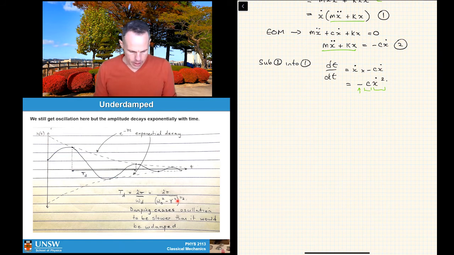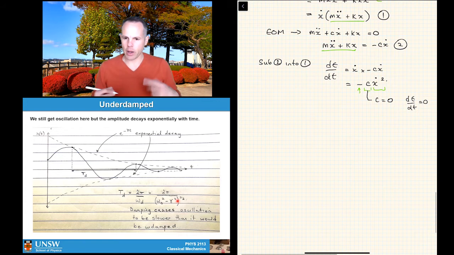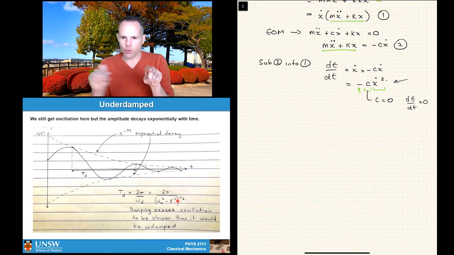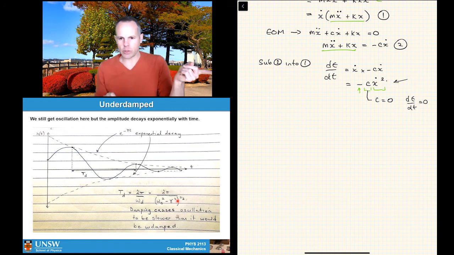All right. And if you imagine taking a limit where c is 0, in other words, we switch the damping off, then dE/dt is 0, and we get back to our constant energy term, okay? So basically this equation in here is telling us that while the system is moving, in other words, x dot is not equal to 0, if c is finite, then the system will lose energy, all right? That's what this equation means.